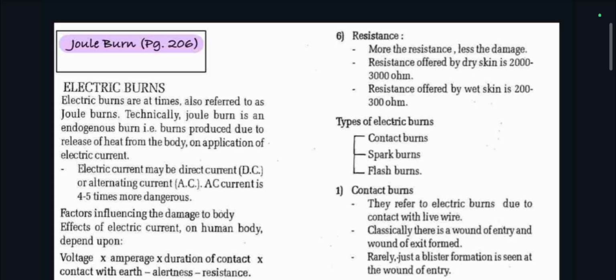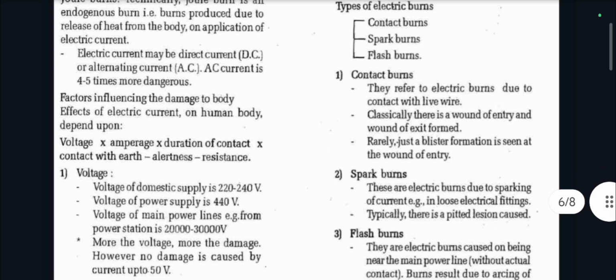So electric current may be direct or alternating current. AC current is 4 to 5 times more dangerous than DC. What are the factors influencing the damage to body? Effects of electric current on human body depends upon voltage, amperage, duration of contact, contact with earth, alertness and resistance.